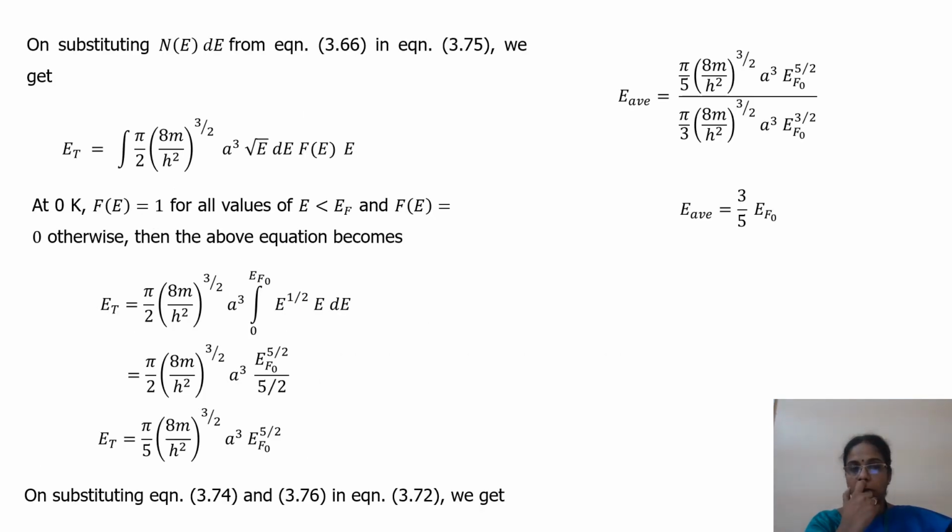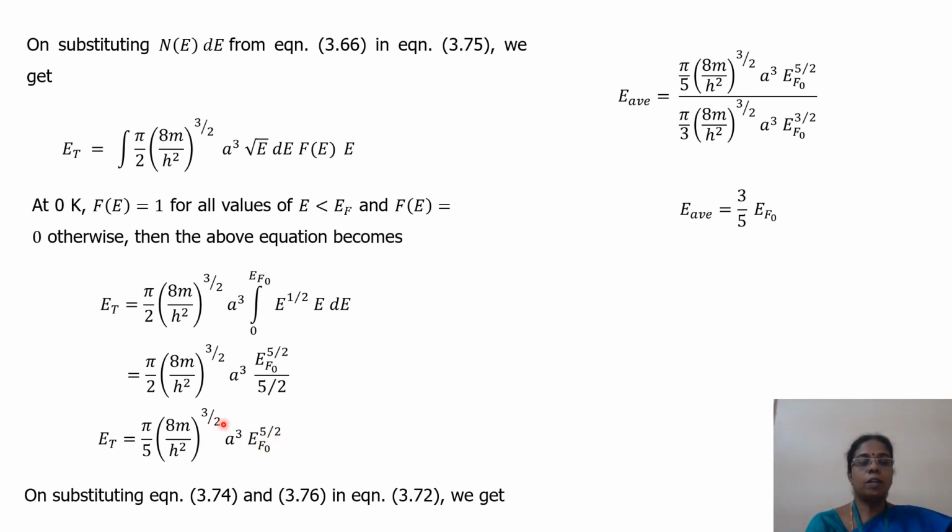Now we find out the total energy. Total energy is given by pi by 2 (8m by h squared) to the power of 3 by 2, a cube, integral of root E dE F(E), and you know the value of F(E). F(E) is going to be 1. So when you simplify, the only variable is the energy. When you do the integration, you end up with this expression: Et is equal to pi by 5 (8m by h squared) to the power of 3 by 2, a cube, EF to the power of 5 by 2.